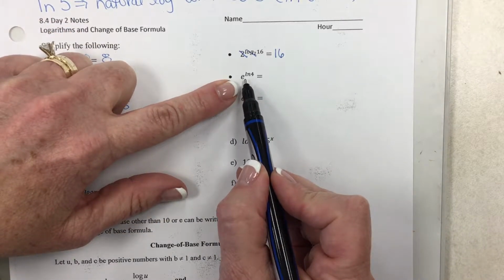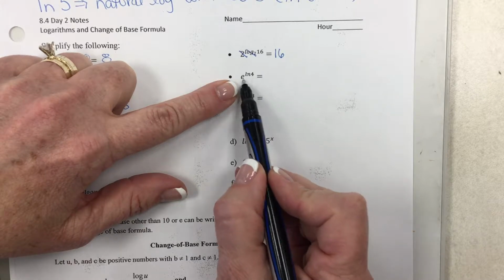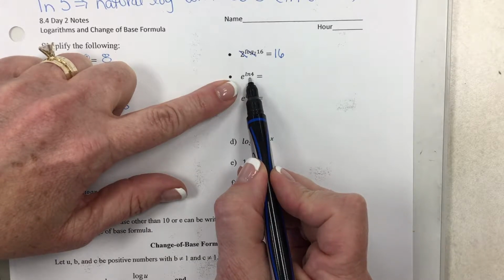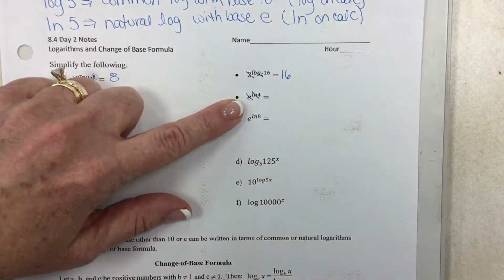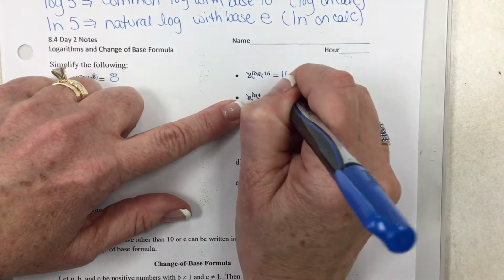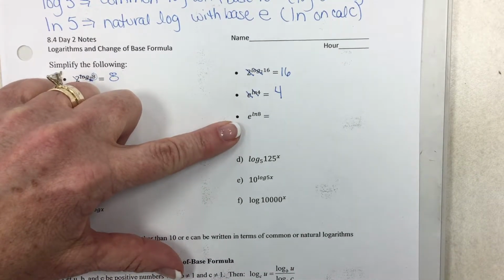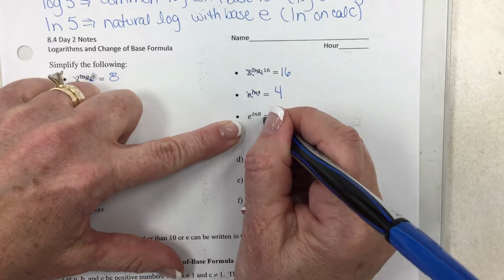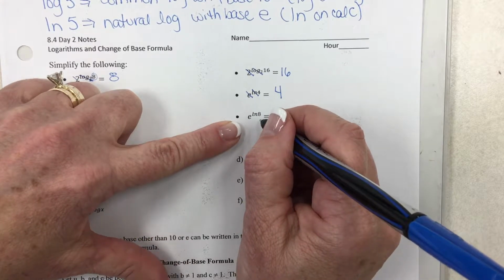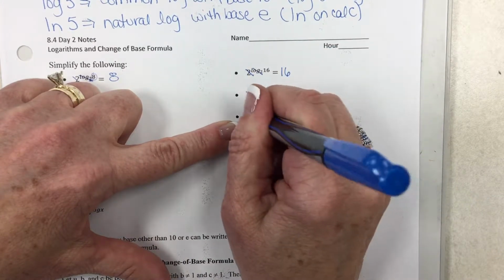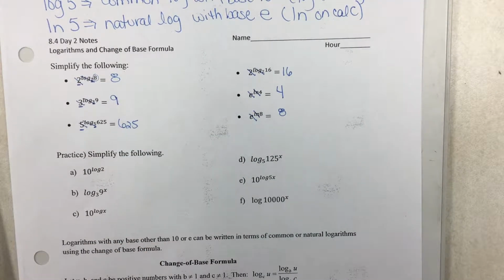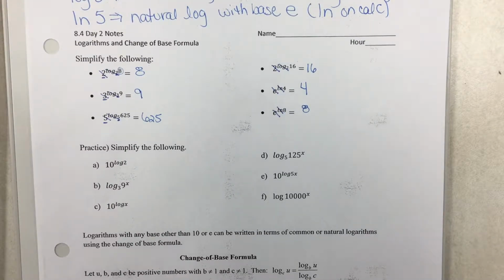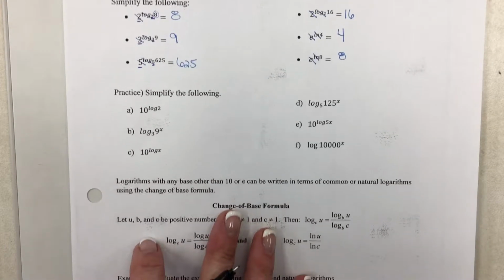I have e raised to the natural log of 4. What is the base of natural log? I just said it. e. So this and that have the same base. They can cancel. I'm left with 4. e raised to the natural log of 8. Natural log has a base of e. Those cancel. I'm left with 8. Okay? Amazing. Okay, second section. What if it's not written quite so nicely for us, though?